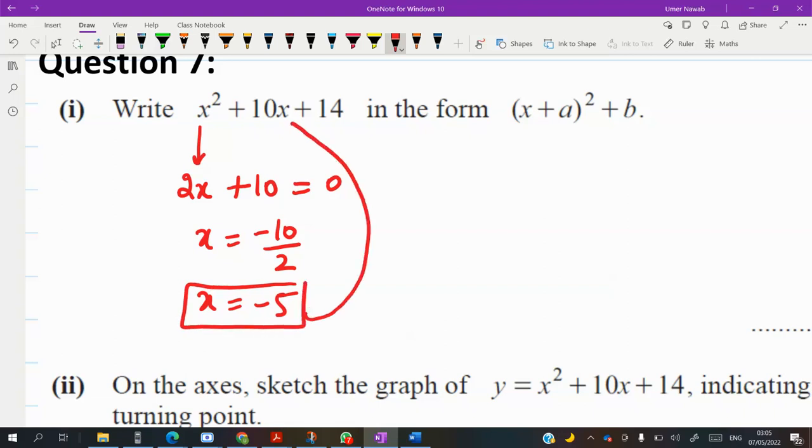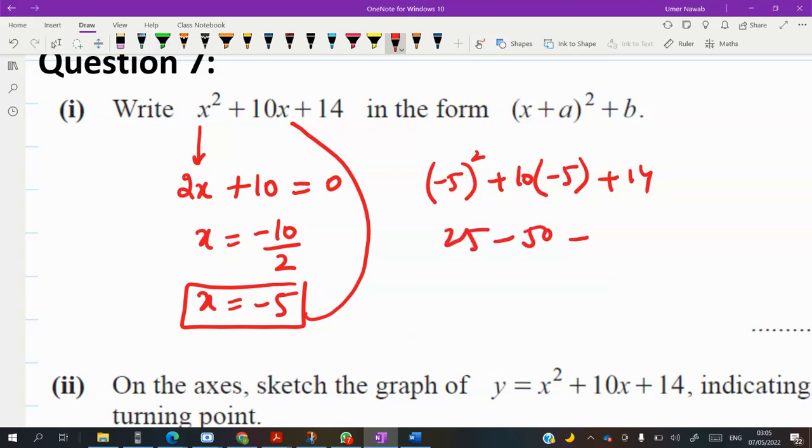Now substitute this into the original equation of the curve. So minus 5 whole squared plus 10, and here you put minus 5, plus 14. So 25 minus 50 plus 14. So this is minus 25 plus 14. It gives you minus 9.